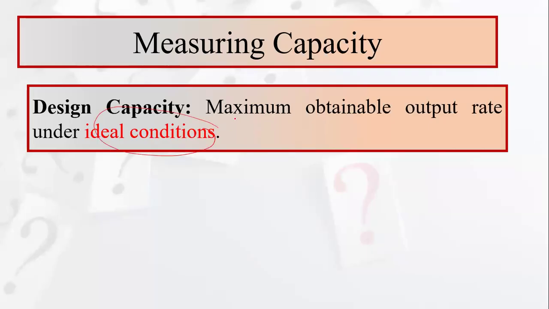You know what? Ideal conditions don't happen all the time. People take breaks. People become sick. Machines get broken. So ideal condition means the machine is not broken, people are not taking any sick days, and everything happens exactly as it's supposed to happen. That is ideal condition. That is design capacity. But design capacity is not always possible.